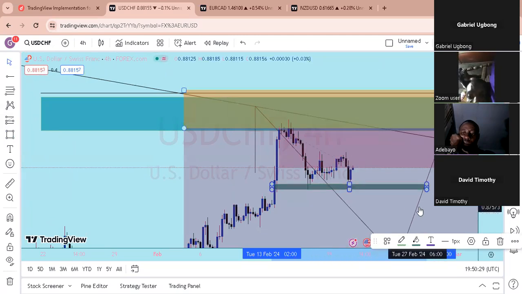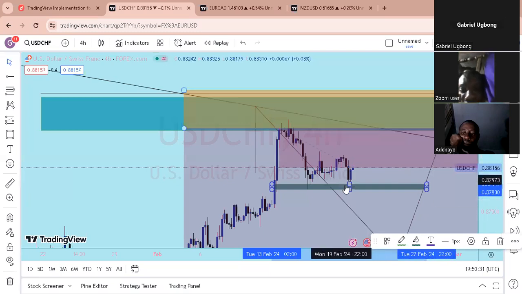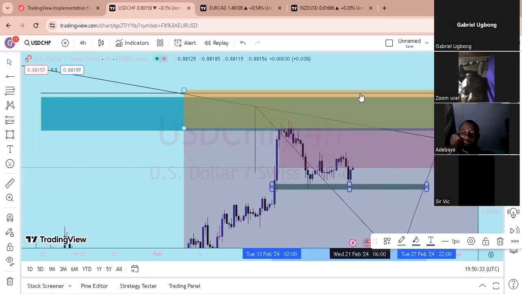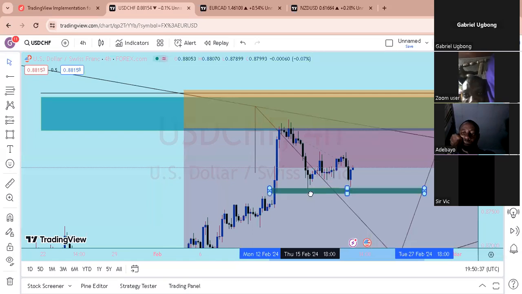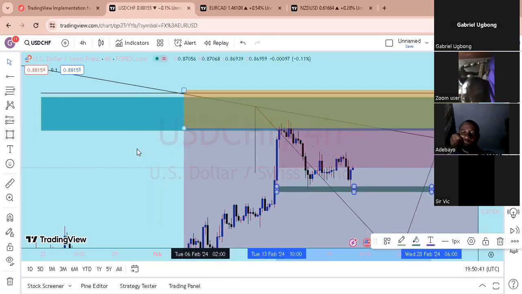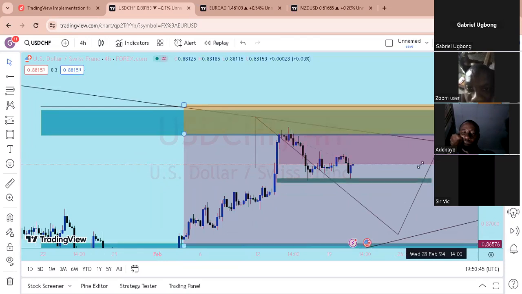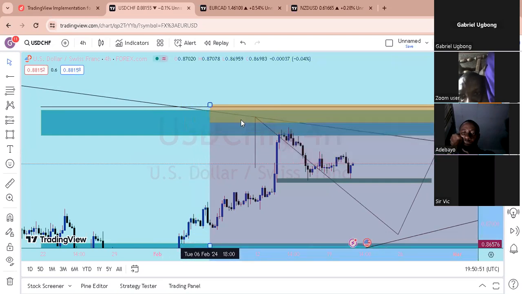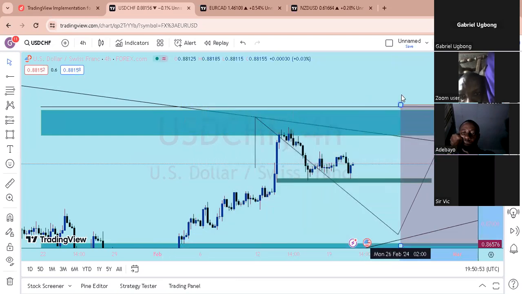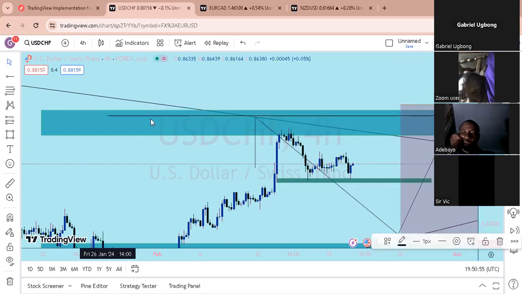So we can't help anything. Fundamentally, the dollar keeps going up. As it's going up, that is affecting the rates, and a lot of things are influencing the naira to be the way it is. But that is not what I'm teaching you right now. So we could have this market still coming back to this resistance. This was resistance for last week. This is USD CHF.